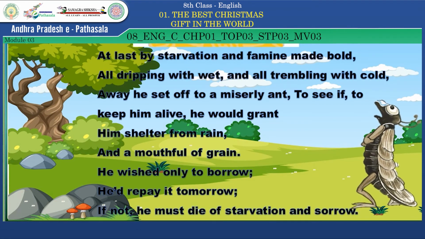At last, by starvation and famine made bold, all dripping with wet and all trembling with cold, away he set off to a miserly ant to see if, to keep him alive, he would grant him shelter from rain and a mouthful of grain. He wished only to borrow, he would repay it tomorrow. If not, he must die of starvation and sorrow.